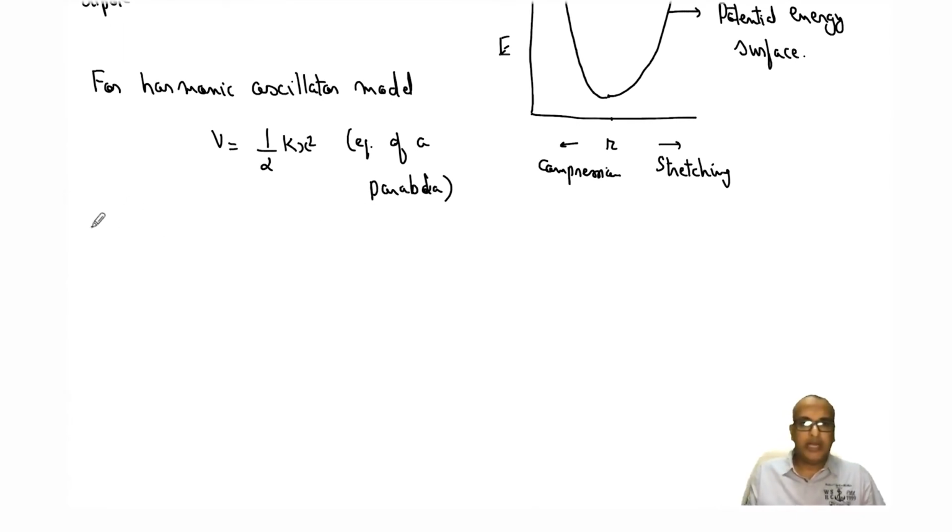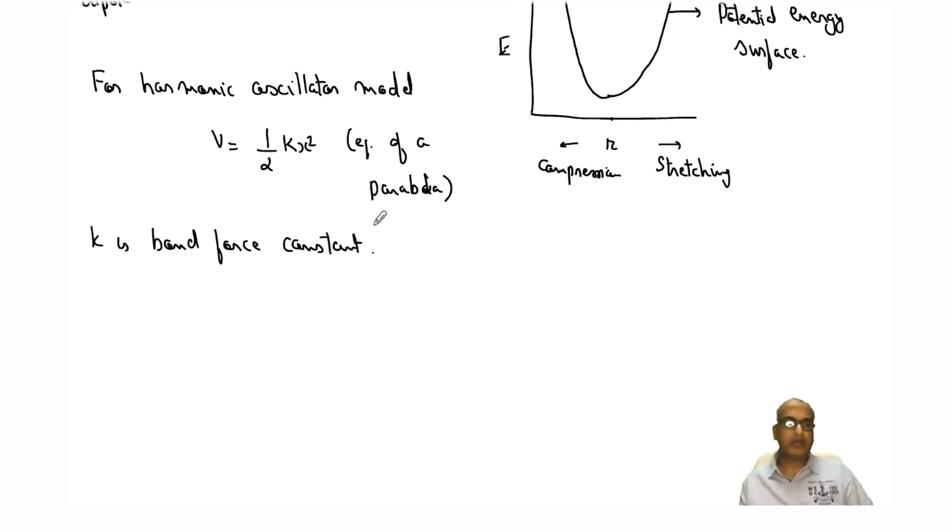So what is k here? So k is bond force constant, very similar to spring constant, right? Which you must have read in physics in maybe class 12th. So Hooke's law considers the spring constant, right? When you look at the Young's modulus and all. Okay. So x here is r minus r0.